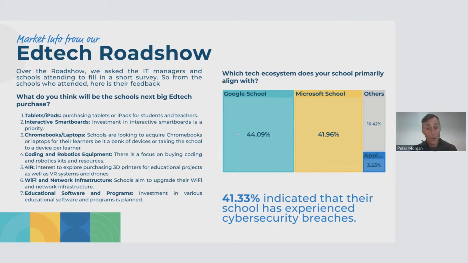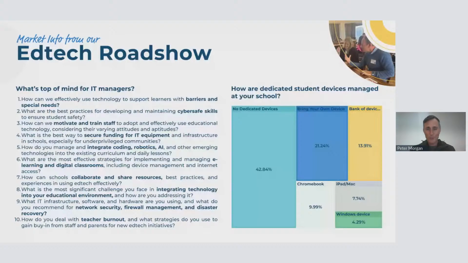So top of mind. We just said, listen, what's top of mind? What are you trying to answer? And once again, we were gobsmacked. Number one thing that came through was special needs. The stats are scary at the moment, in terms of how few special needs schools there are.